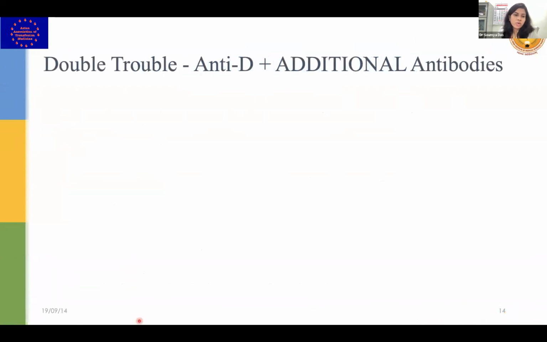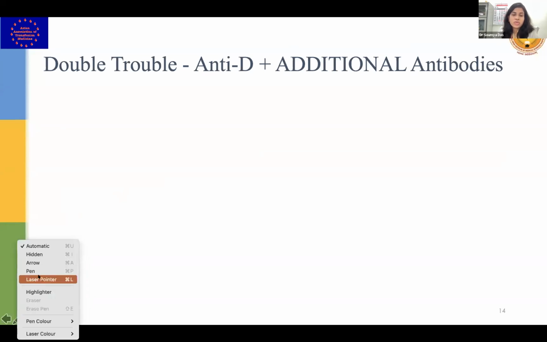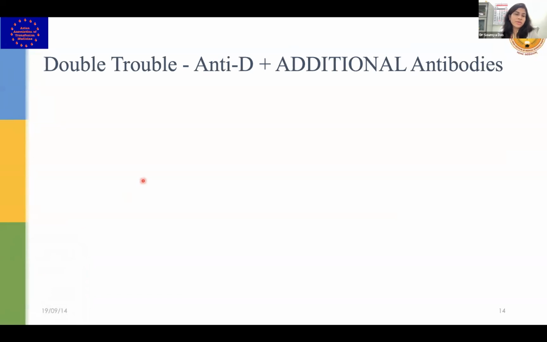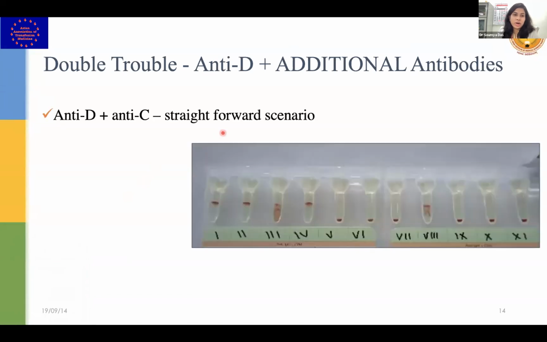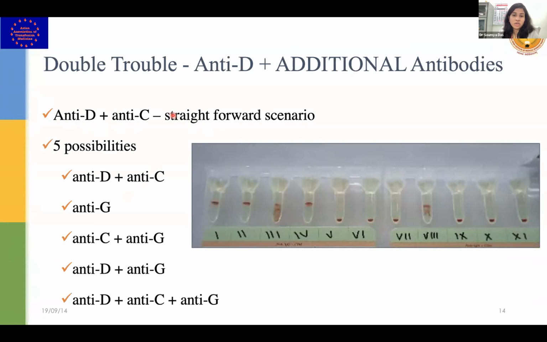We always talk about the Rh. Whenever we talk about the Rh, we tend to focus on anti-D, but we forget the other small Rh family antibodies which are very commonly involved in alloimmunization in pregnancy. One of them is what I call the double trouble, which is anti-D coming with an additional antibody. One common scenario we get in our labs is a pattern of anti-D plus anti-C. We think it is a straightforward scenario. However, it is not so.